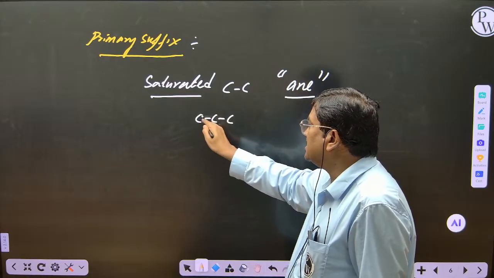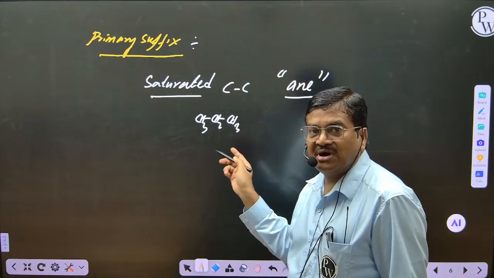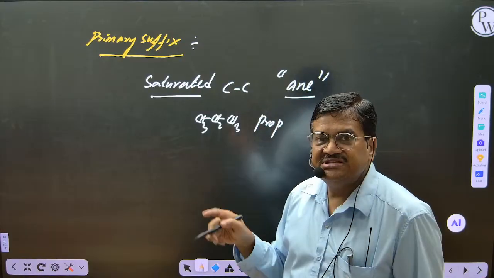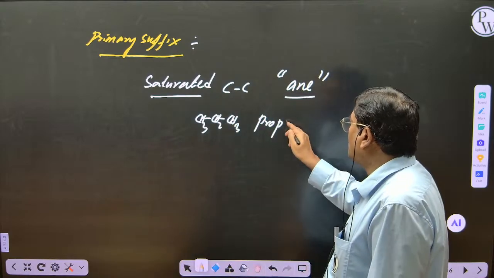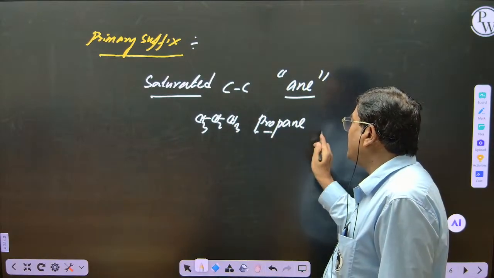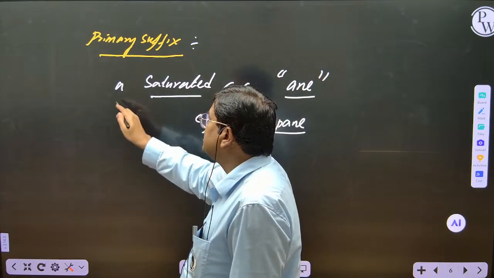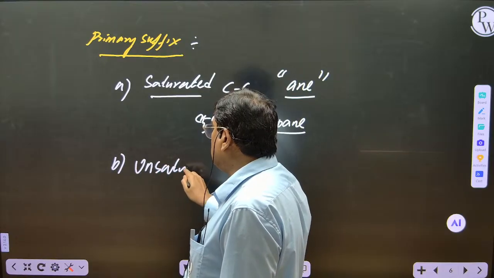Suppose three carbons are there like this. So come by word root. Three carbons we call prop. Word root followed by suffix. Since it is saturated, what should I call? Ane. So propane. Propane is the IUPAC name. Understood? Or we may get an unsaturation. When do we call unsaturation? If there is a double bond or triple bond.